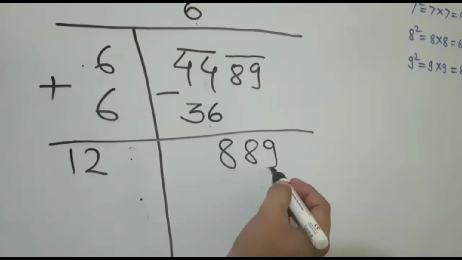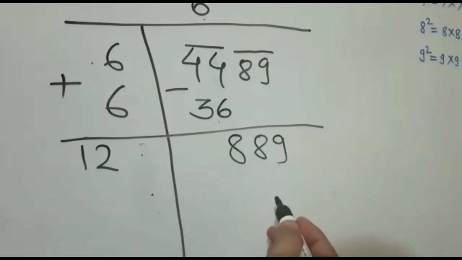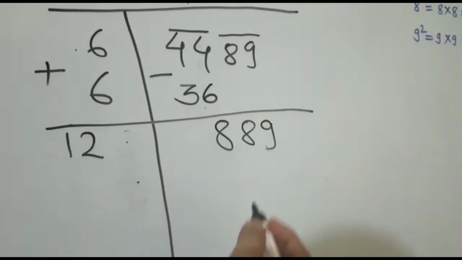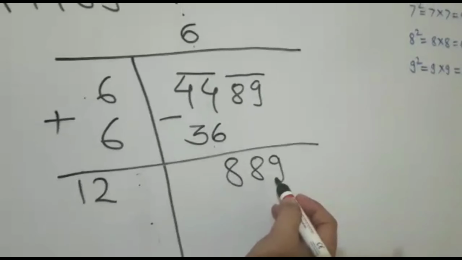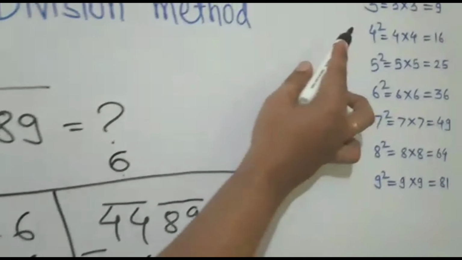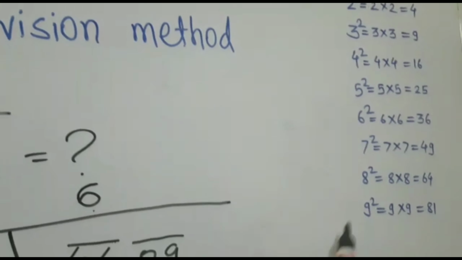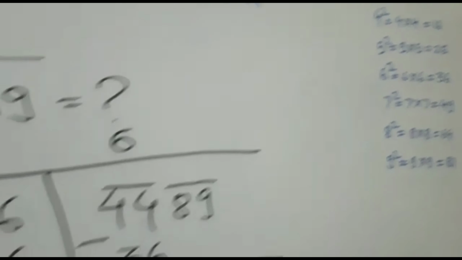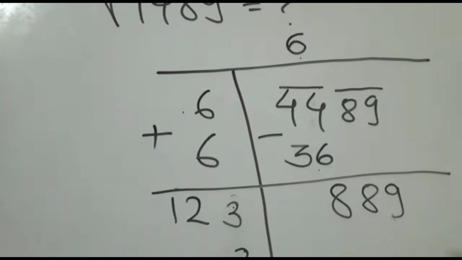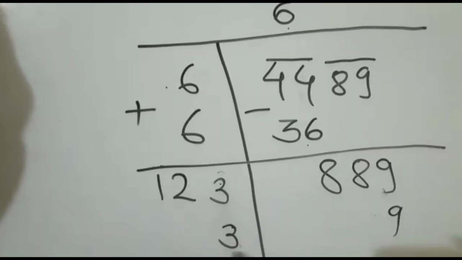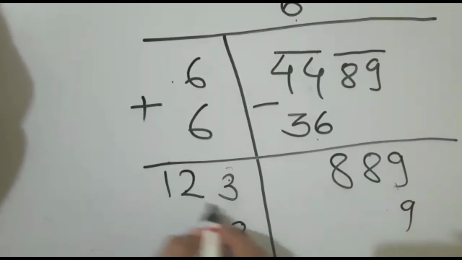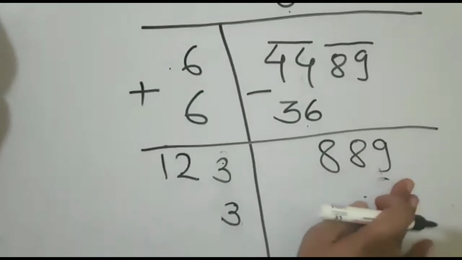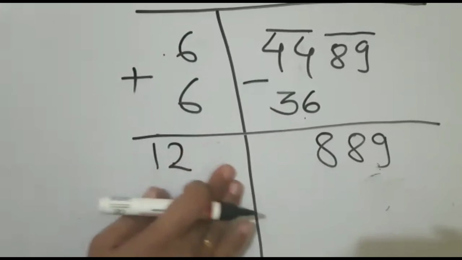Then the unit place is 9. Then we have to use a trick here. Which numbers' multiplication gives 9 in the unit place? Here 3 into 3 or 7 into 7. So we will first take 3 here and then we see 3 into 3 is 9, 3 into 6 is 18, 3 into 2 is 6. 6 is smaller, it is not coming the same. So this does not fit here.